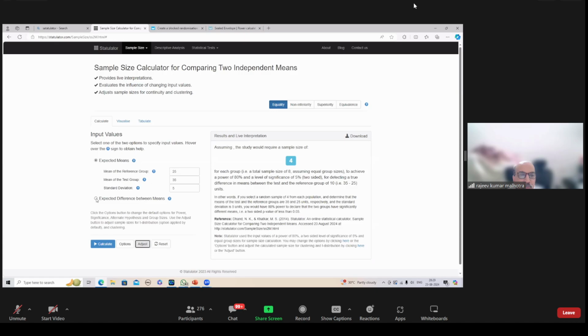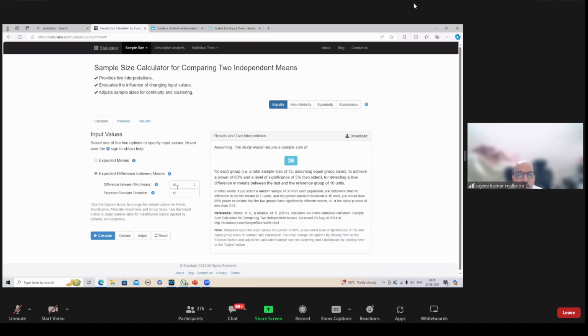The second choice is the expected difference between the means. If you don't have the means but you have a standard deviation of 15, you put in the difference in means. What is the difference in means? You may not know the mean in each group, but you know that our clinically important difference is 10 units. If the difference between the two groups is 10 units, then it is clinically important. So you put in the difference between the two means and calculate the sample size, 36.